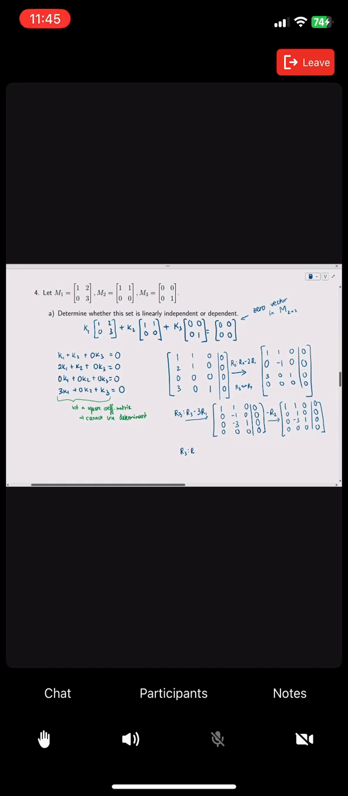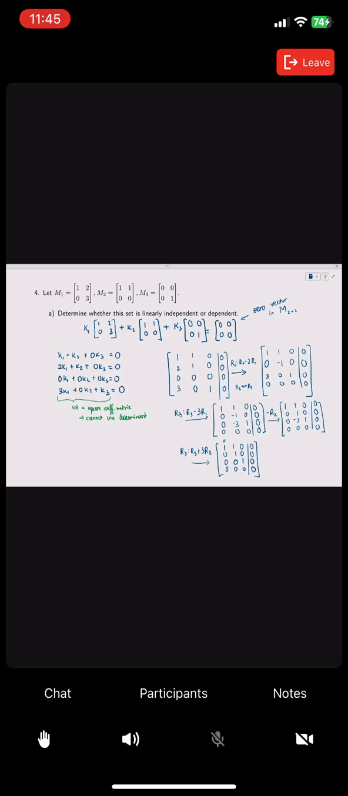It's row 3 plus 3 of row 2 to get the 0 below there. So this becomes 0. This is still 1. This is 0. And 0, 0, 0. So this is already row echelon form. So you could actually just do back substitution in this case from here.